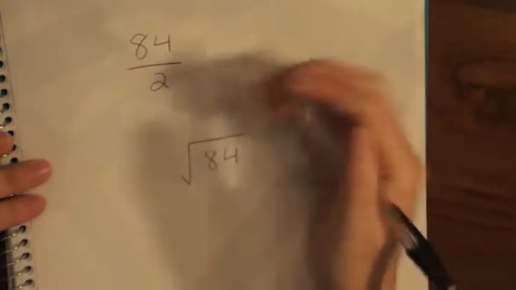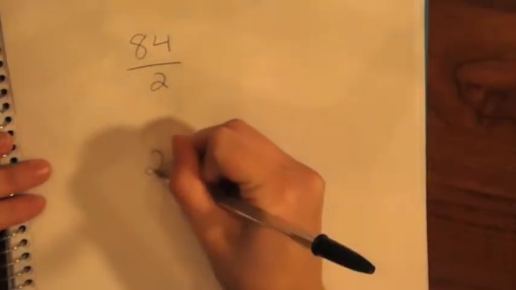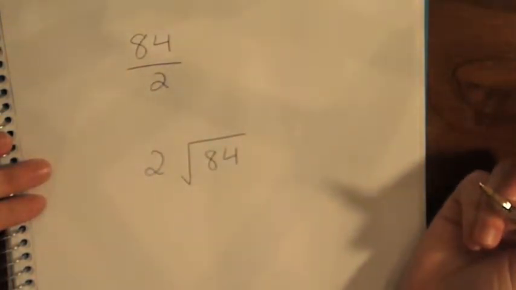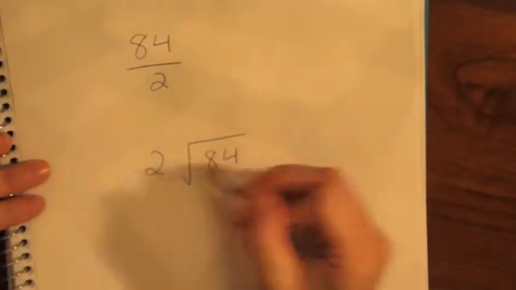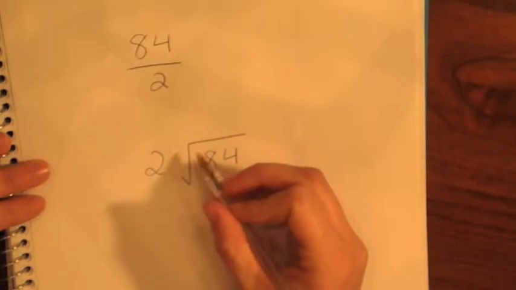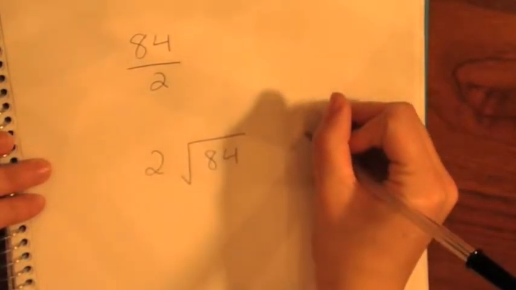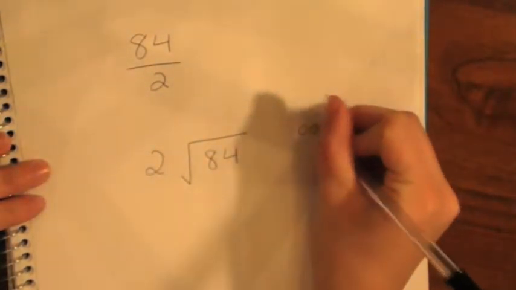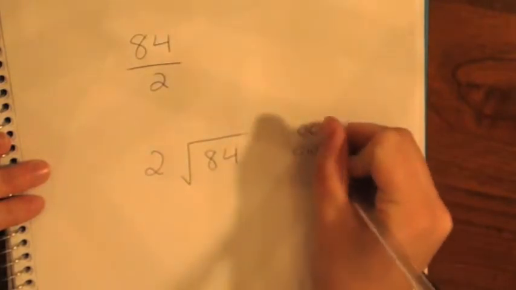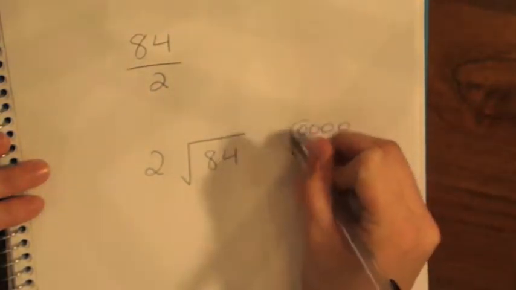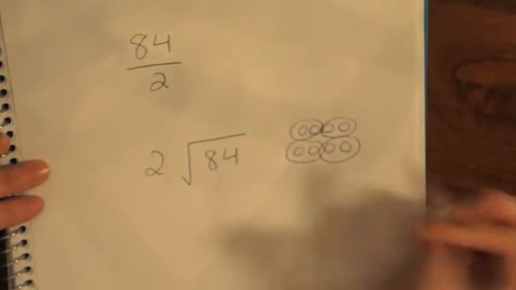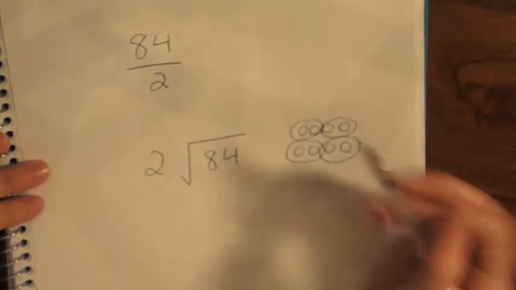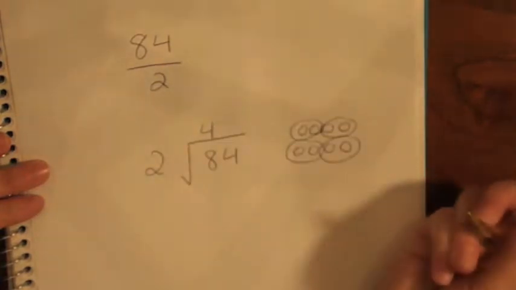And you put 2 on the outside of the long division house. Now, what we have to figure out is how many times 2 goes into 8. So we can do what we did before and draw circles for 8 and see how many combinations of 2 we have. 1, 2, 3, 4. We put the 4 on top of the 8.